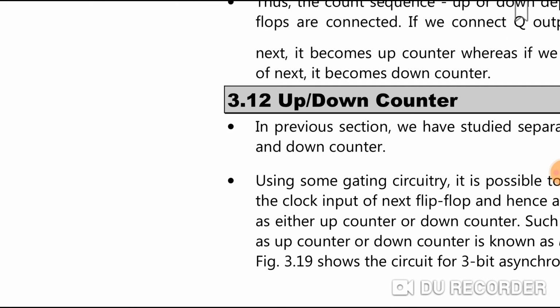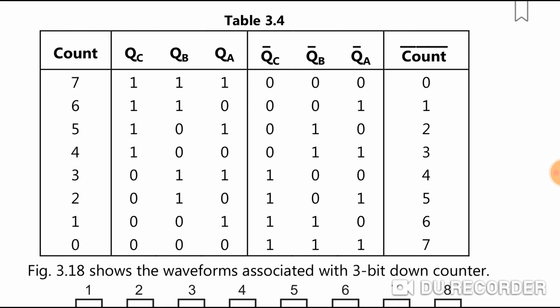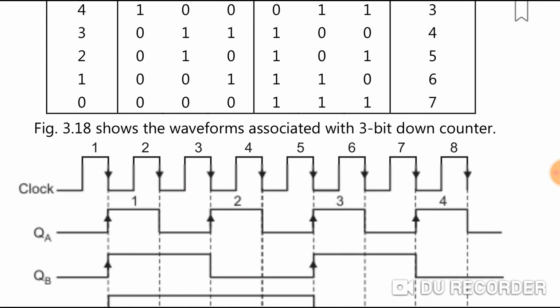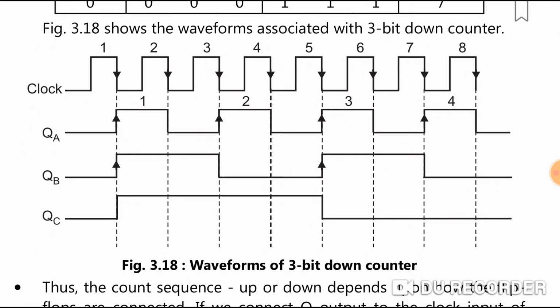So the table shows the 3-bit counter. So this is the count, QC, QB, QA, QC bar, QB bar, QA bar and the count. So from 7 to 0, the count is there. Okay, so you will get this type of truth table. Now following are the waveforms associated with the 3-bit counter.